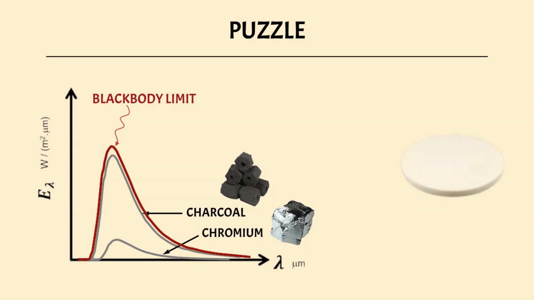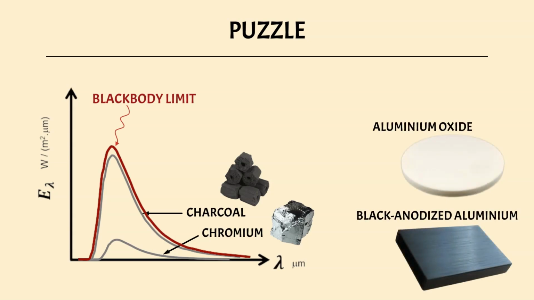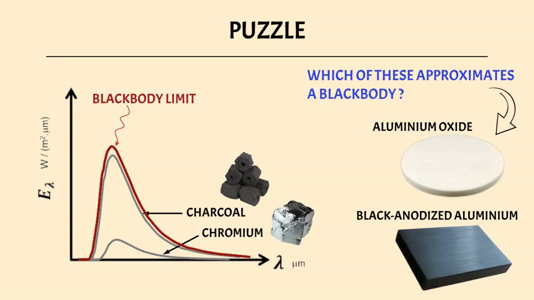Now, let's consider two more materials, aluminium oxide and black anodized aluminium. Which one do you think behaves more like a blackbody? Here's a hint: consider how the material's internal structure governs both its spectral and average emissivity. Subtle changes at the micro level can have a profound effect on how radiation is emitted.